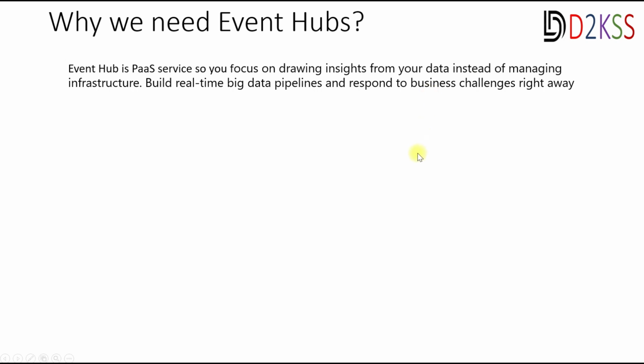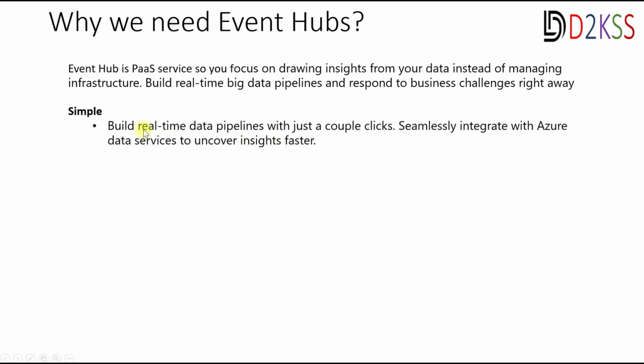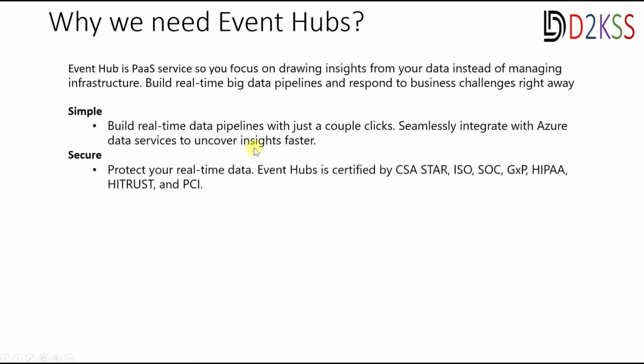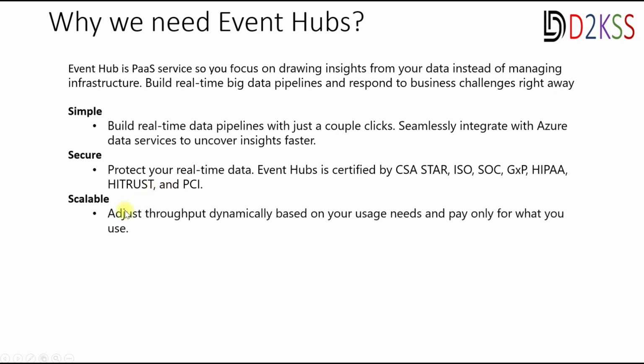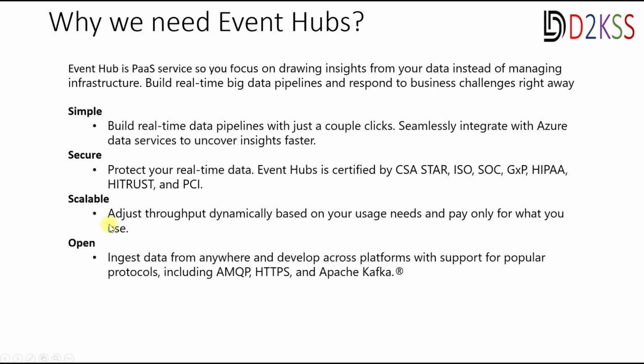So the characteristics of the Event Hub are: the configuration of Event Hub or data pipelines is simple, with a couple of clicks. It seamlessly integrates with your Azure data services to uncover insights faster. The data which we are processing through Event Hubs is protected, and Event Hubs is certified by CSA STAR, ISO, and more. There are many certifications. It is scalable, and you can scale dynamically as per your usage. And it is open, so you can connect to Event Hubs through AMQP, HTTPS, or Apache Kafka. You can integrate the Event Hub with any source using these protocols.